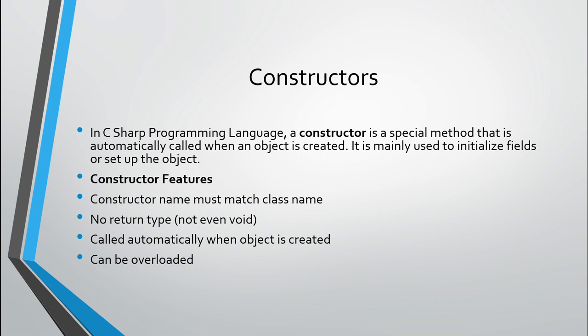Okay. How do we define the constructor? The constructor name and class name must be the same. There is no return type in the constructor, and it is called automatically when an object is created. Okay. Let's see in Visual Studio how we can create the constructor.